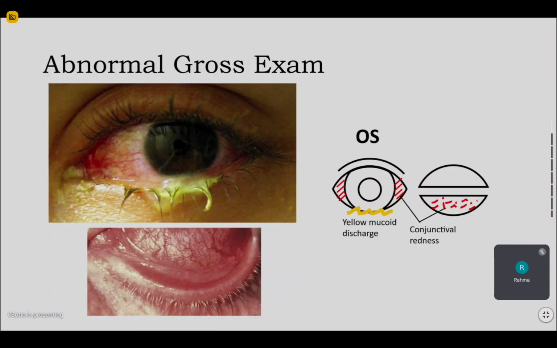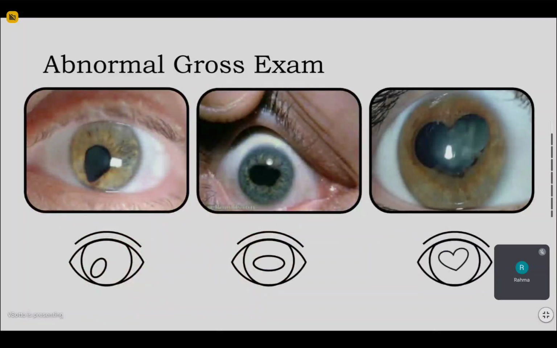And then don't forget to label your drawings. So in this picture, you can see that the discharge is being labeled as yellow mucoid discharge. So we can appreciate the yellow mucoid discharge, and then the conjunctival redness also, dilated vessels.